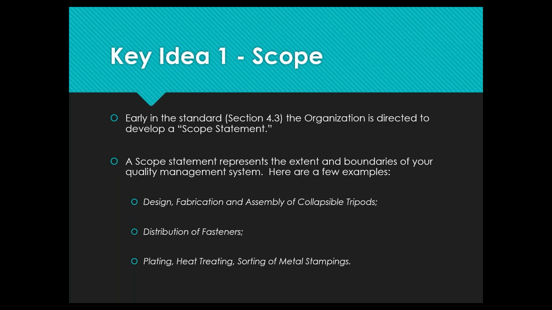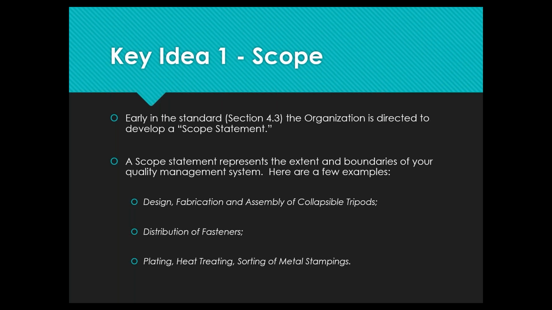Now, I mentioned earlier that scope is a very early concept. It comes in section 4.3. And the standard mandates that you develop what is referred to as a scope statement. Now, a scope statement represents the extent and boundaries of your quality management system. It represents what is it that I'm trying to get ISO 9001 certified for. Now, I've provided 3 examples here.